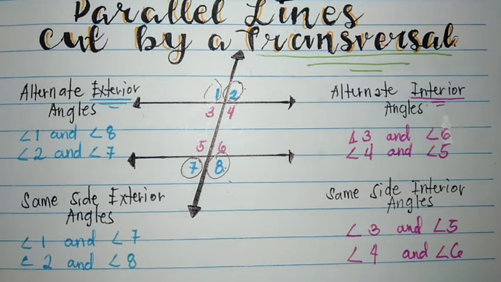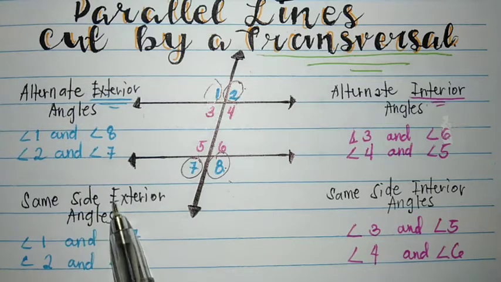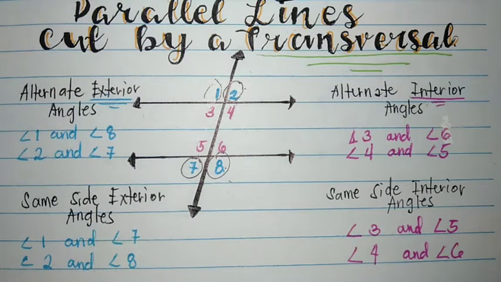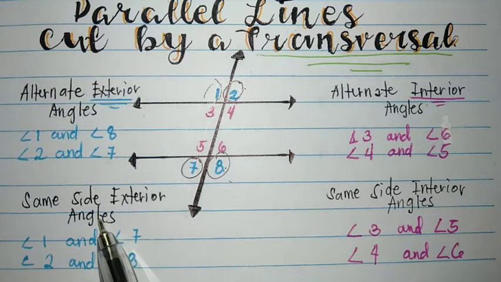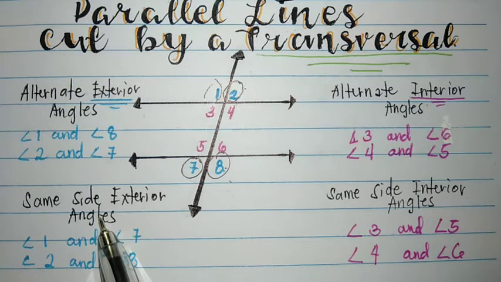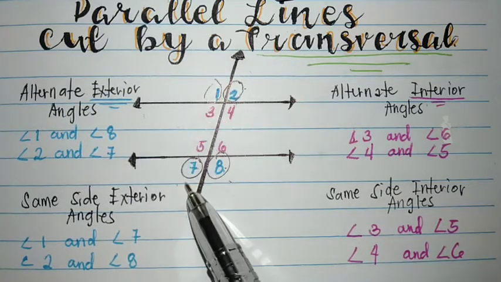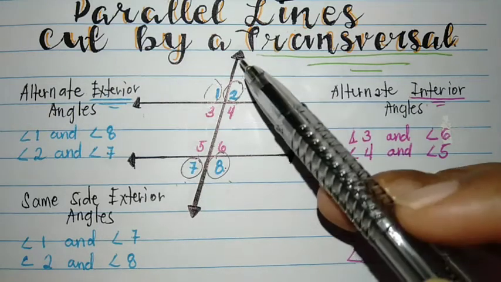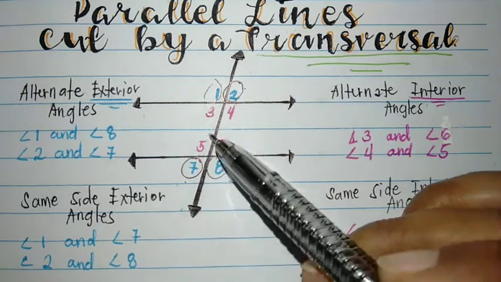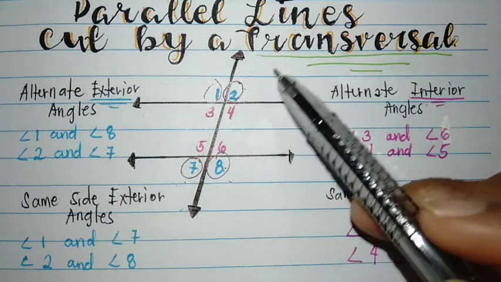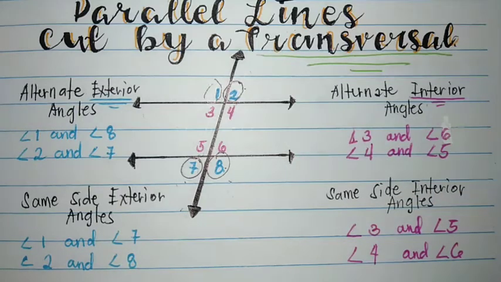So, meron din tayong tinatawag na same side exterior angles. Ang same side exterior angles naman is two angles that lie outside parallel lines on the same side of the transversal. Nasa labas ng ating parallel lines and same side. Ibig sabihin, kung sa side na to, dito lang siya. Sa side na to, dito lang siya. So, we have also two pairs.